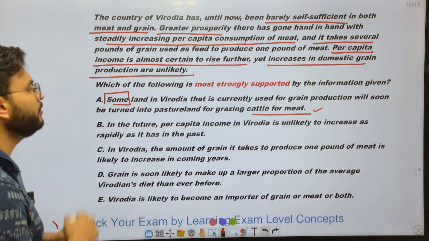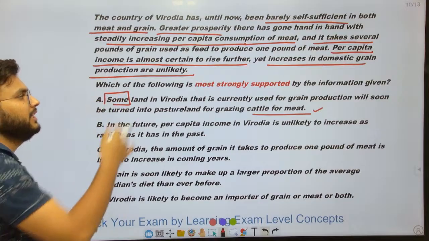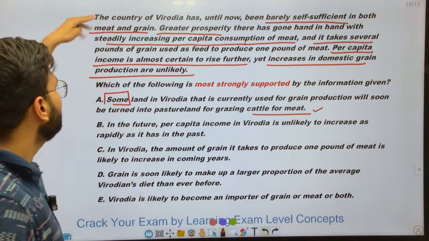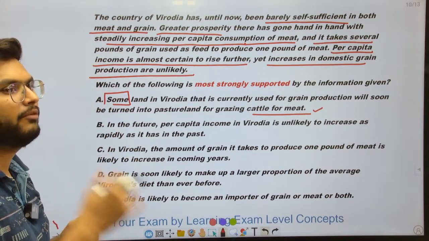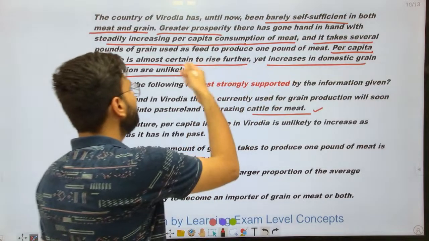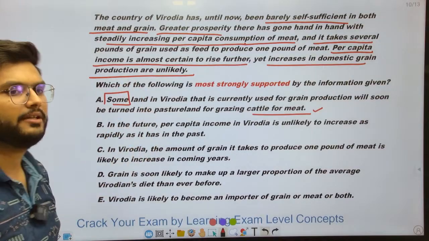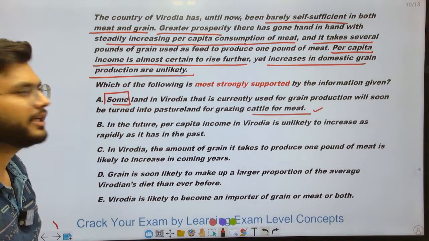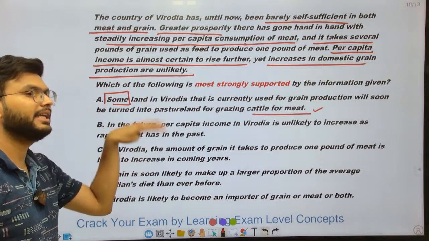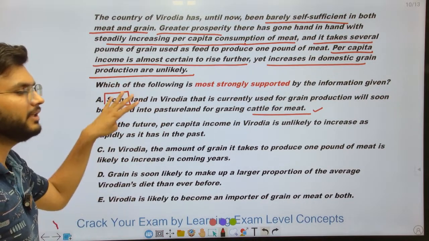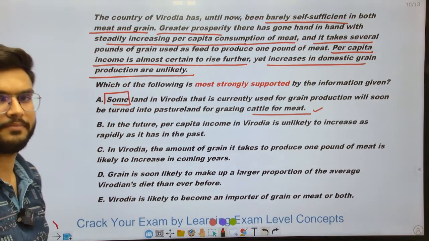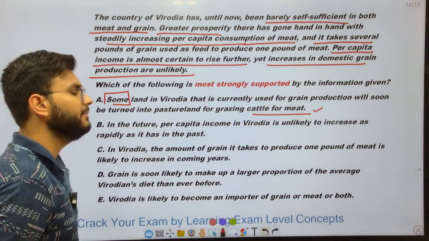But I don't see anything here which tells me that I will have more production, because increases in domestic grain production are unlikely. It is not at all going to rise. So I need to look at a concrete answer which gives me a reason to believe that the above situation might work. So option A does not tell me anything.